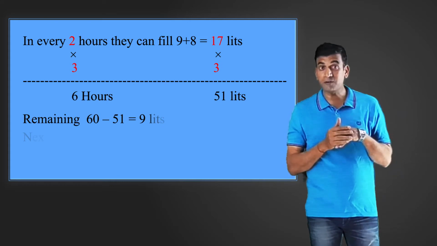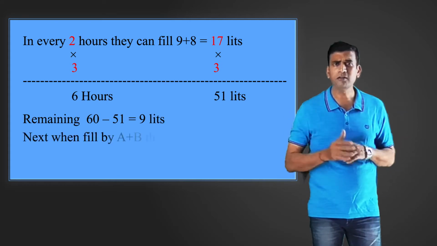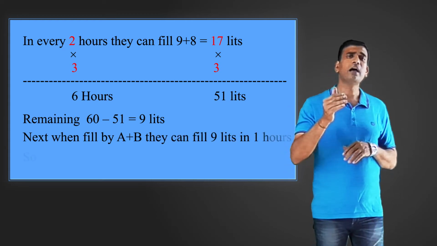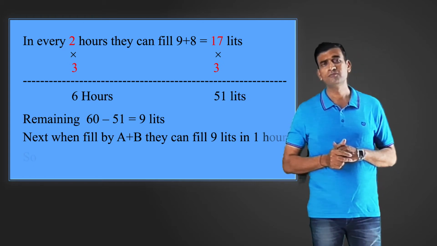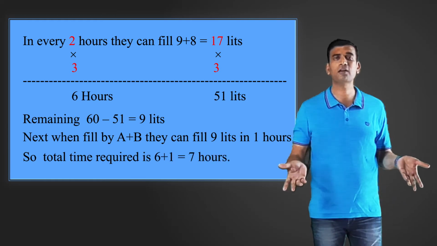Now, it is the turn for A and B. What is the capacity of A and B? 5 plus 4, 9. And the remaining is 9 liters. So they consume another 1 hour. So finally, this is 6 plus 1, 7 hours required. Finished.